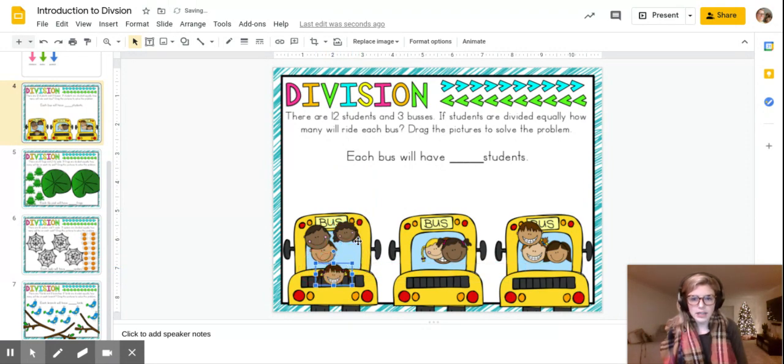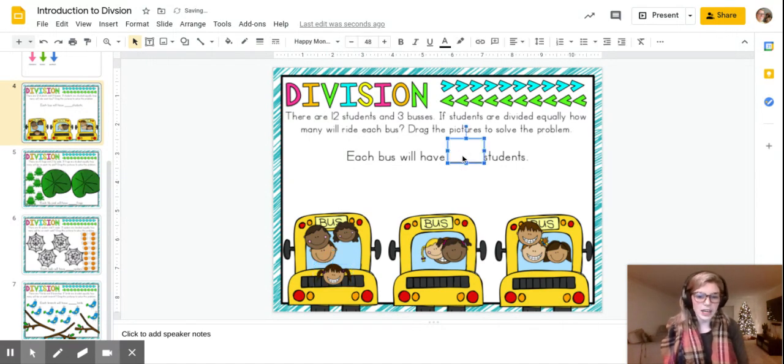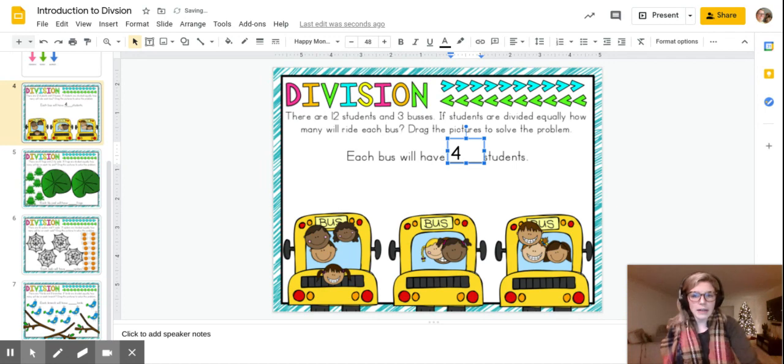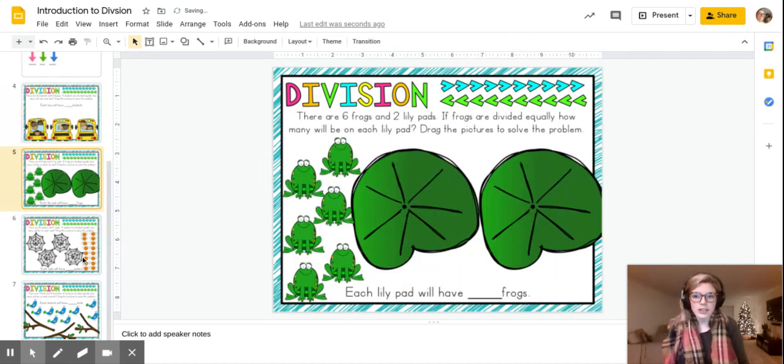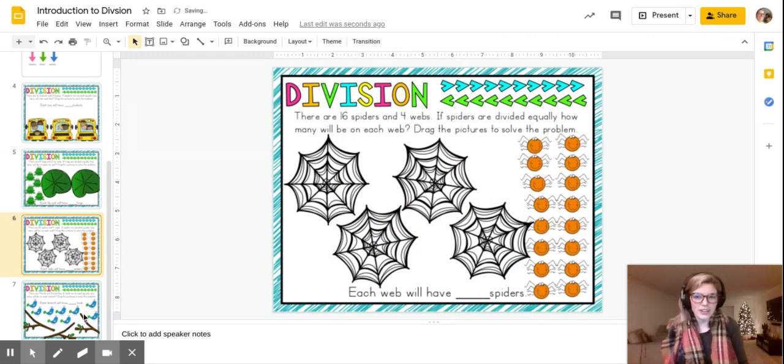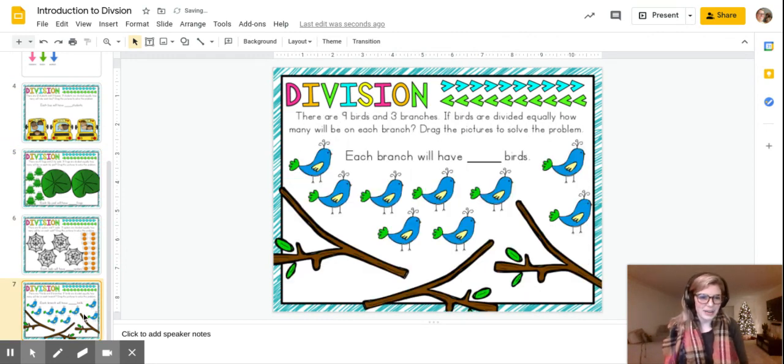Okay. Yes. So if I have 12 students and 3 buses, there are going to be, double click, and then you're going to type 4 students on each bus. Okay. So you can do the same with the frog example, the spider example, and the bird example. And then make sure you turn it in when you are done.